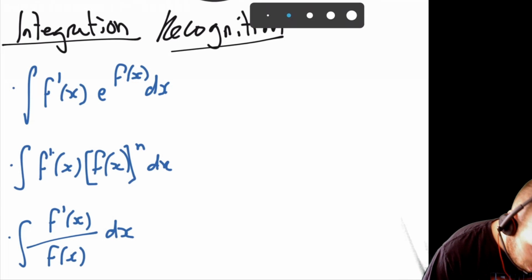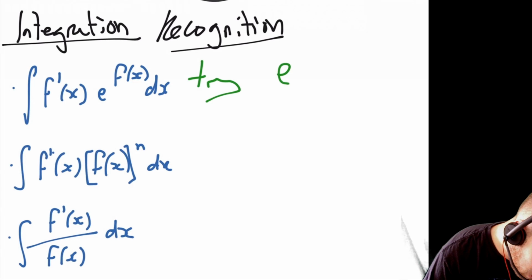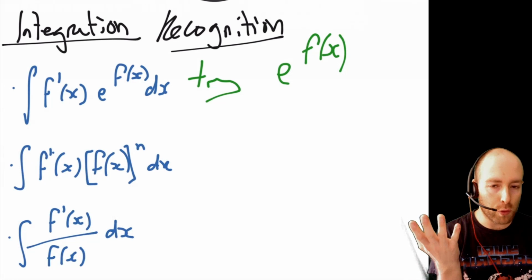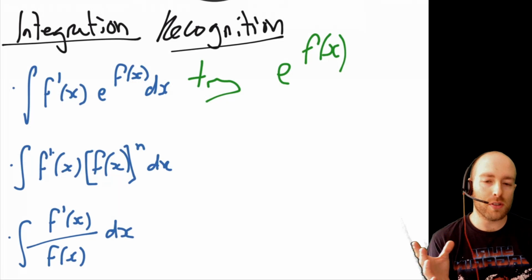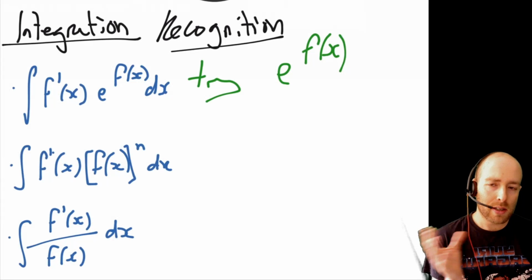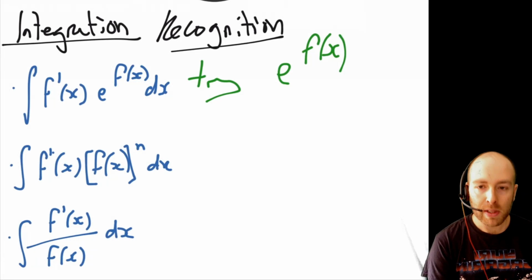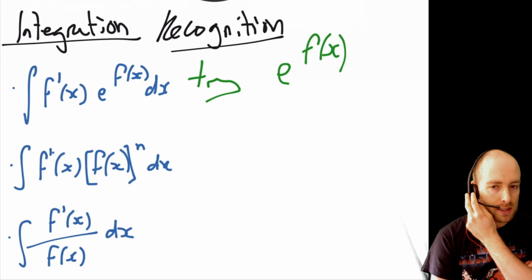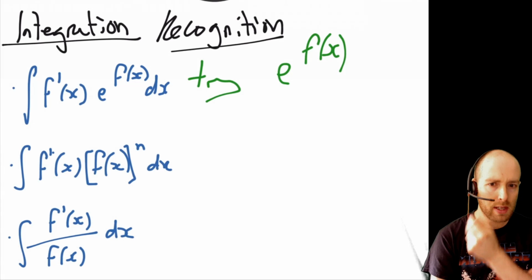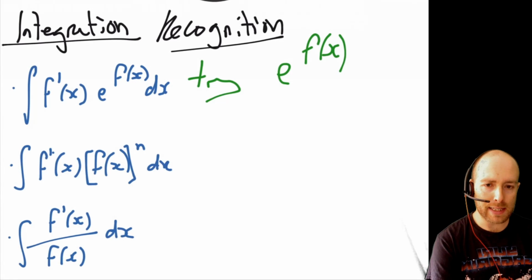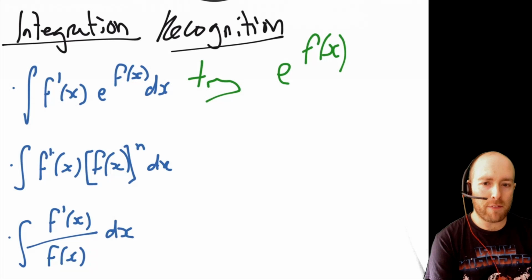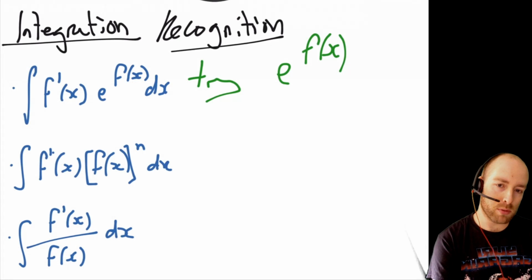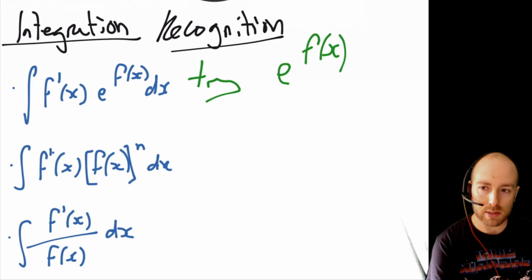So for the top one, we try e to the f of x. And what I mean by try is your answer will be of that form. You're just going to need to tweak the coefficients, maybe differentiate it and check. The reason why it's e to the f of x is if you imagine differentiating e to the f of x, the f of x bit will turn into f dash of x, and the e to the f of x bit will stay the same. So that's why that one's the case.